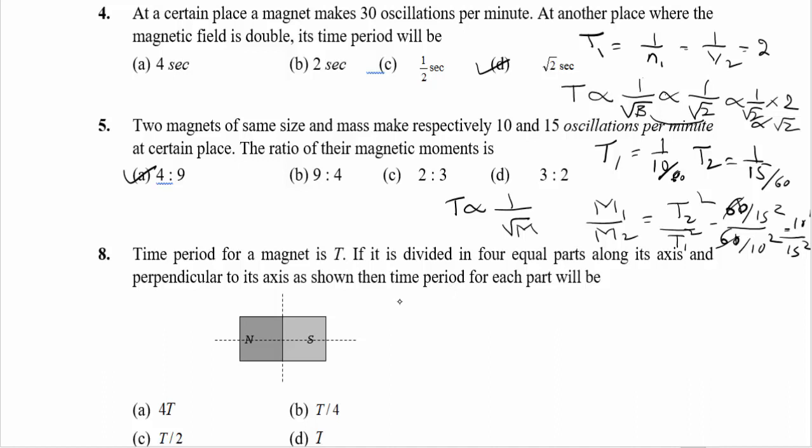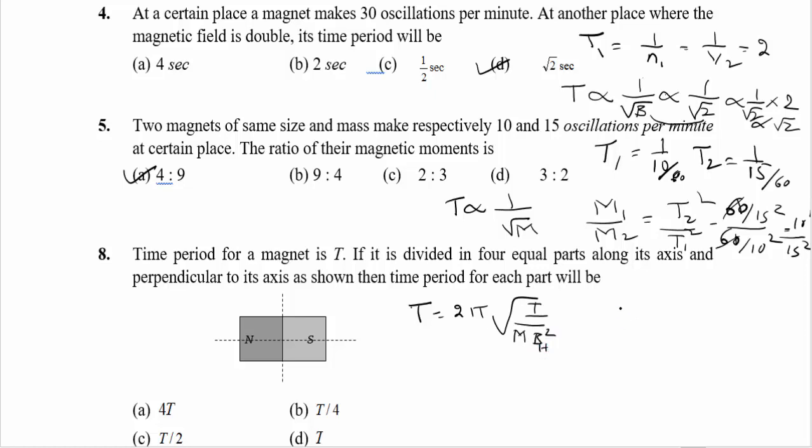The time period of a magnet is T. It is divided into 4 equal parts along its axis, perpendicular to its axis as shown in the figure. So what is the new time period? We know that time period depends on what? T equals 2 pi root of I by M BH.